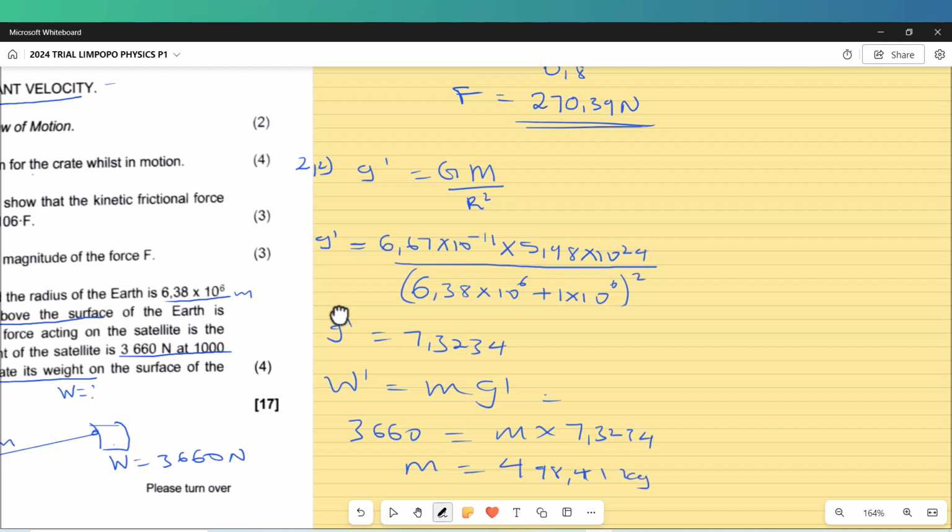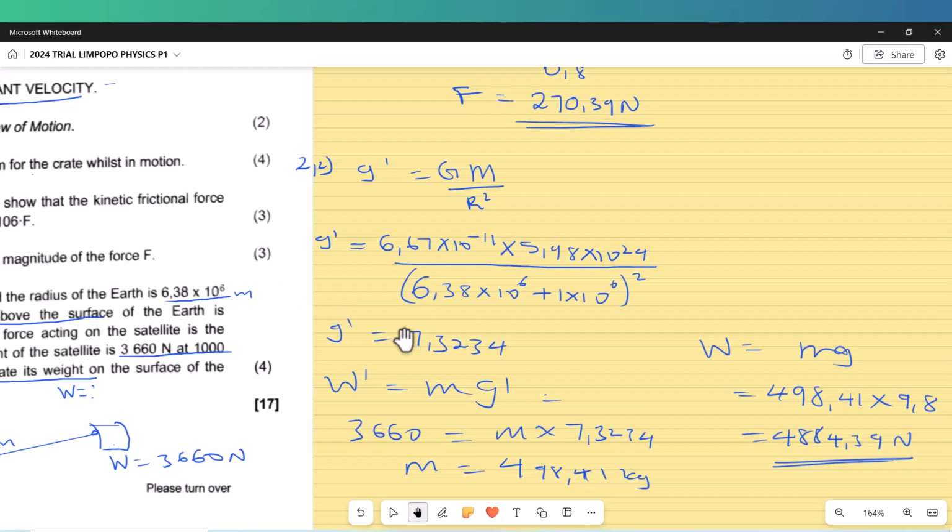So on the surface of the Earth, where I'm looking for the weight W, weight equals mg. The mass now I know is 498,41, times 9,8, because we know on the Earth's surface gravity is 9,8. So this answer times 9,8. It gives me 4,884,39 Newton. That's now the weight of the same satellite on the Earth's surface. Hope we are together. Let us proceed.